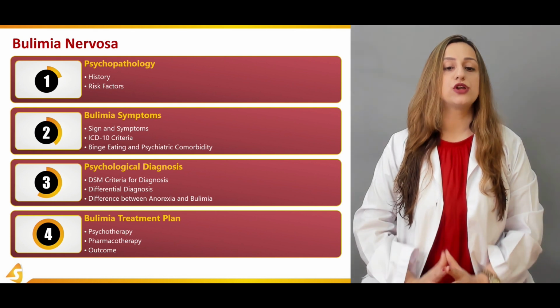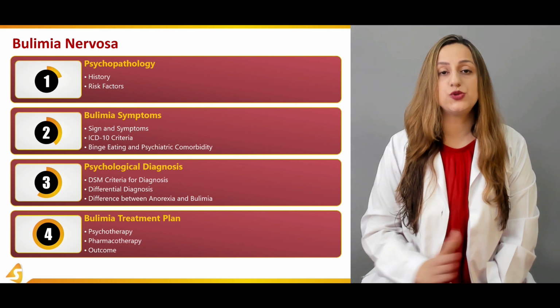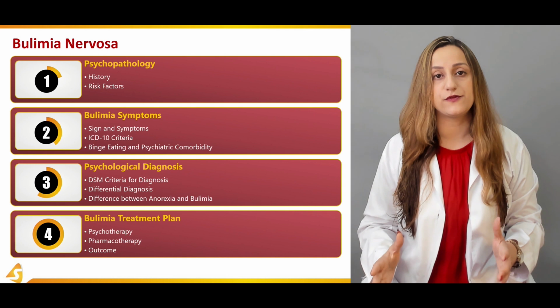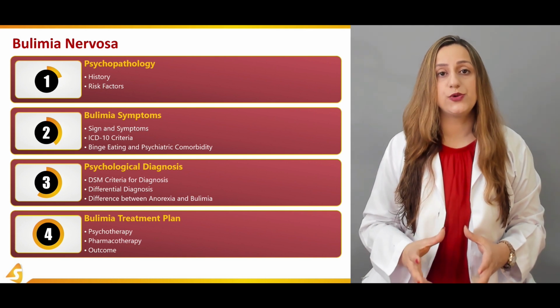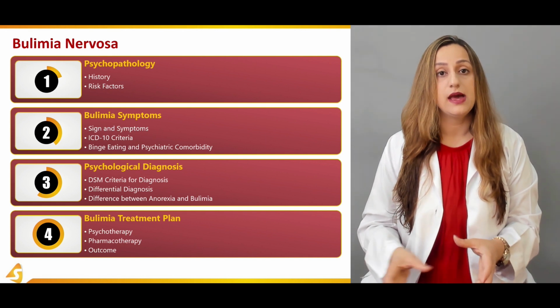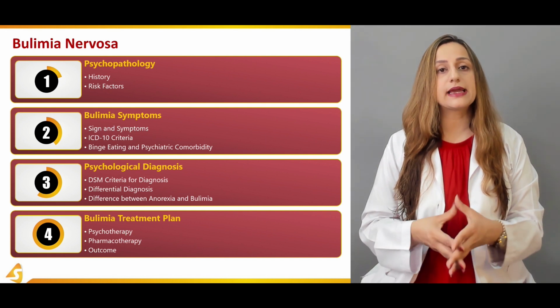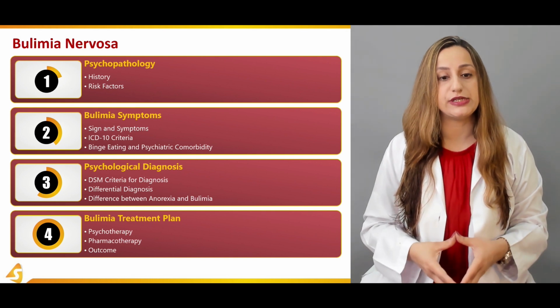Then we'll be moving on to the binge eating phenomena. As I've already mentioned, there are two episodes basically. There is binge eating and then there is the purging phenomena. So we'll be discussing how you are going to highlight that the two episodes have been there, and that is how I have diagnosed this particular person with bulimia nervosa. The psychiatric comorbidities usually coexist with this kind of eating disorder over here.